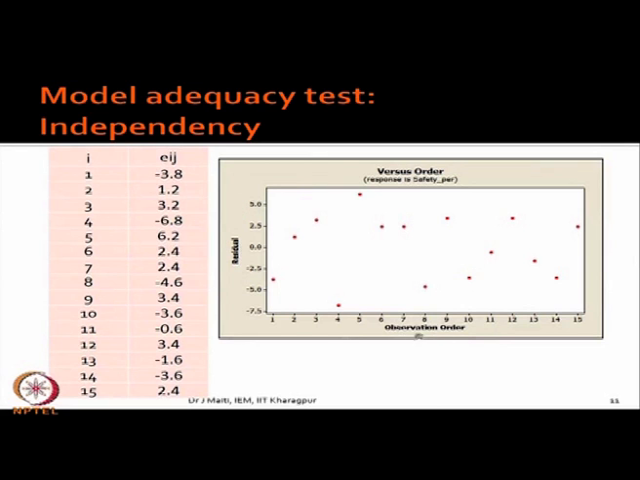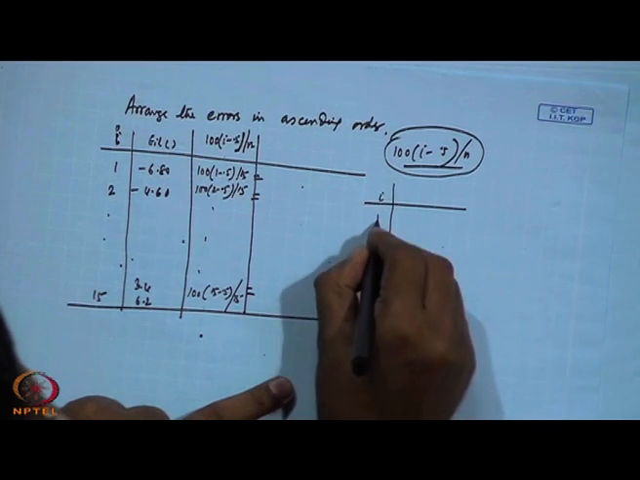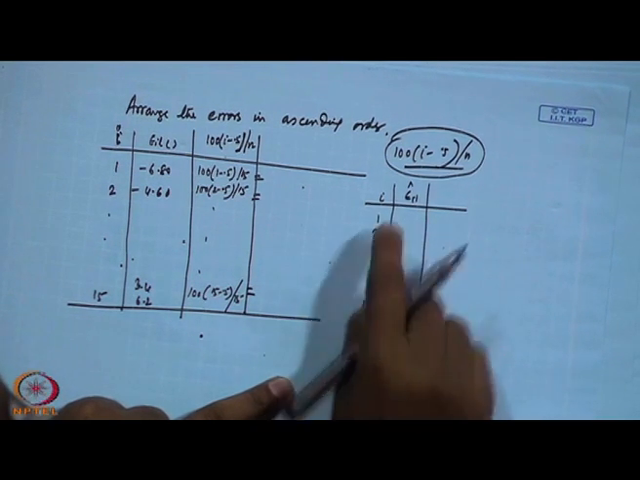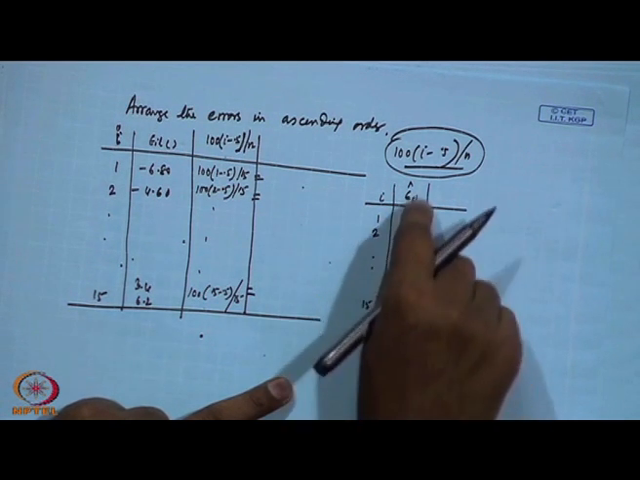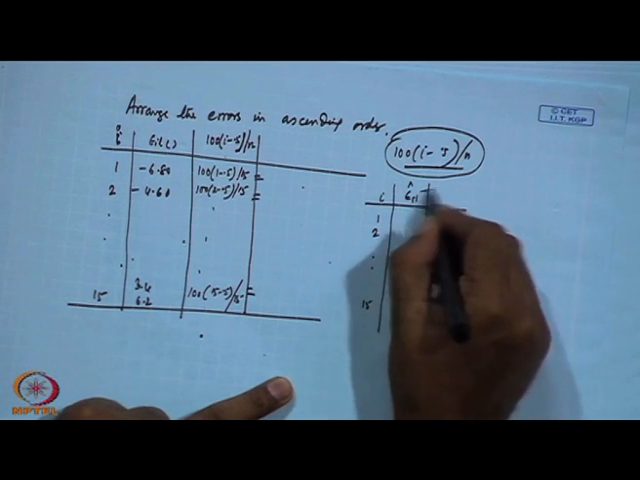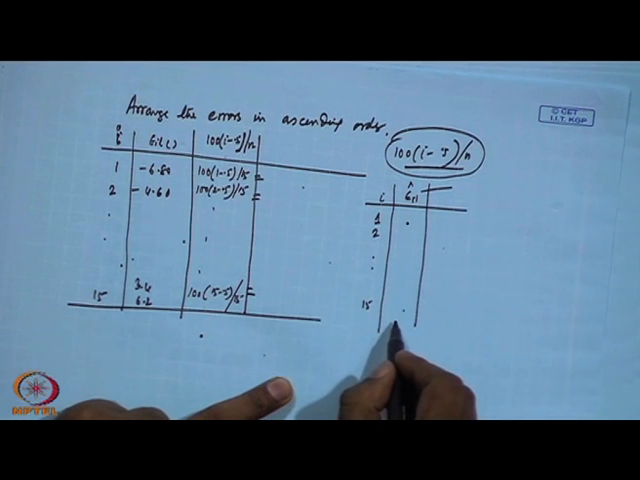The observations will be independent, there will be no correlation between one observation and another observation. So, that will be tested by plotting the residuals or the errors against observation order. In this case our observation order is 1, 2, like this up to 15, and you write the estimated epsilon IL. It is not arranged in ascending or descending order; it is the way your first observation is this, what is the value, second observation is this, what is the value.